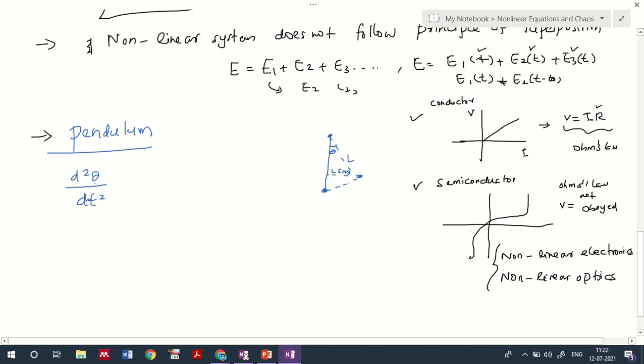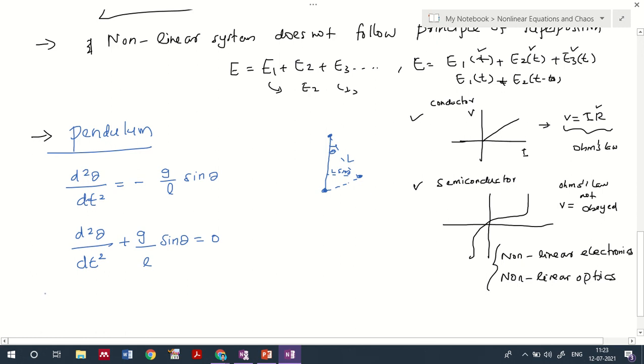So let me take the equation of motion corresponding to a pendulum. d square theta is equal to minus g by l sine theta, or rather you can simply write it like this: d square theta by dt square plus g by l sine theta equal to 0. You can represent it like this.